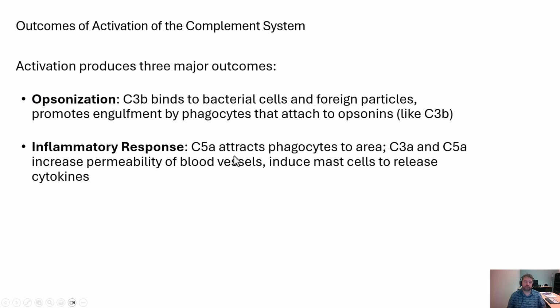So again, C5 has a relationship with C3 in that it can bind up C3a or be part of the C3a, C5a pathway. Well, that increases the permeability of the blood vessels. So we kind of talked about this in the original lecture.